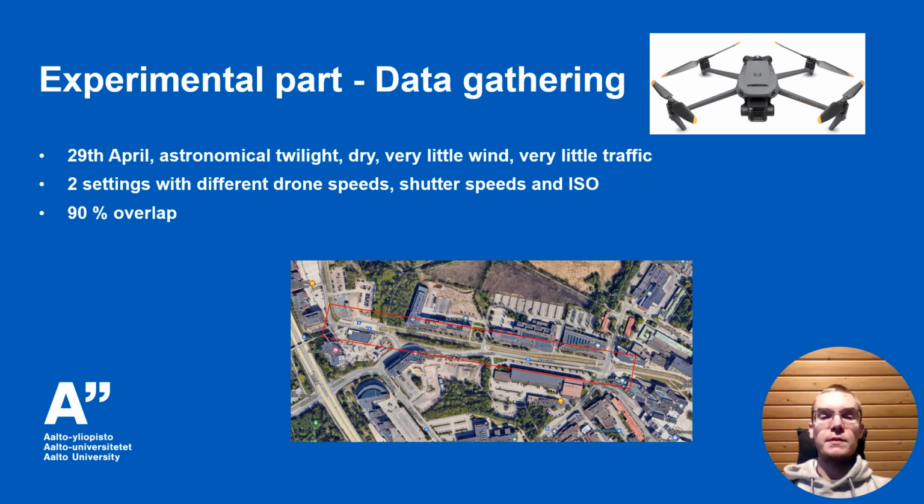I used two different settings with different drone speeds, shutter speeds and ISO, so that I could then compare and see if the vignetting also depends on the settings or if it changes with different settings. And the overlap that was used was 90%, just because then there's no harm in getting too many pictures, even though mapping usually uses much less overlap.